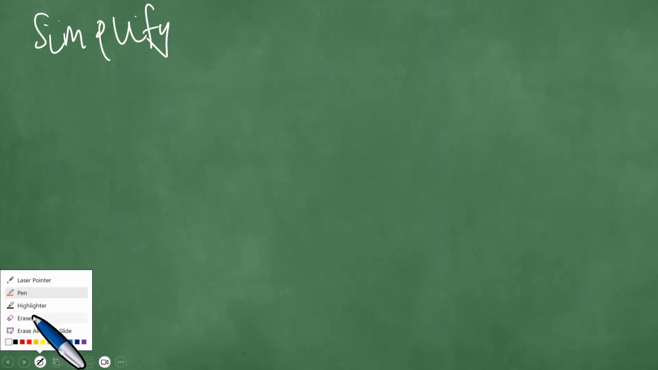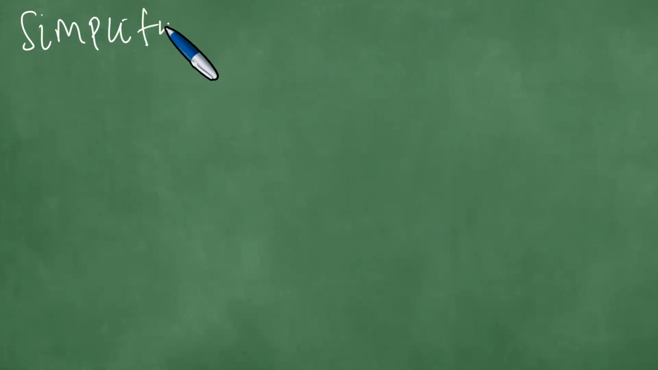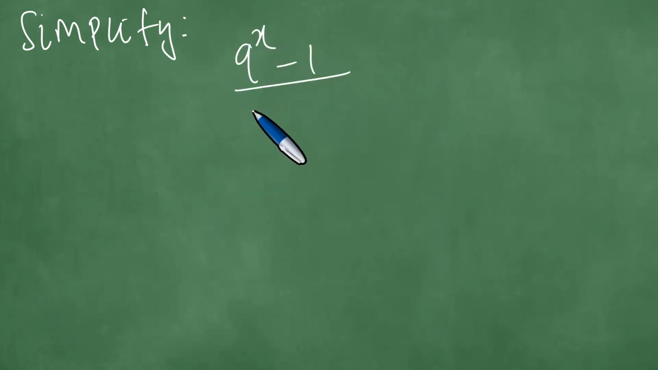Right. Let's look at this one here quickly. Right, we're saying simplify. 9 to the power x minus 1, over 3 to the power x plus 1. Okay, what do we do here, Leander? What is the first step?